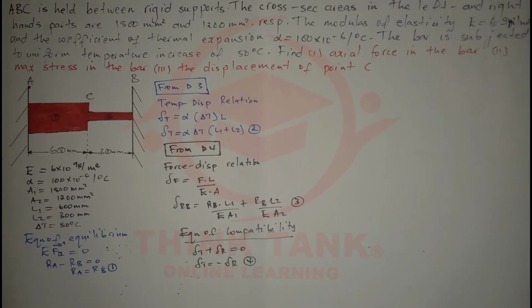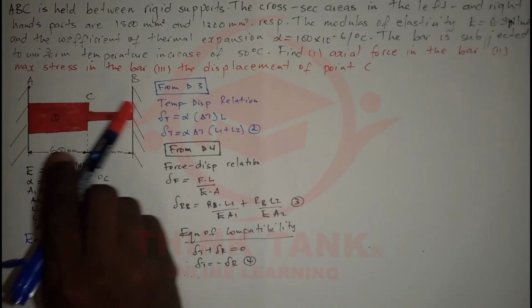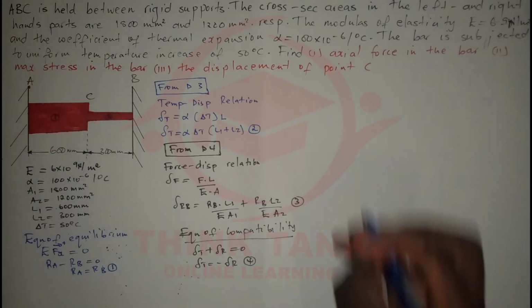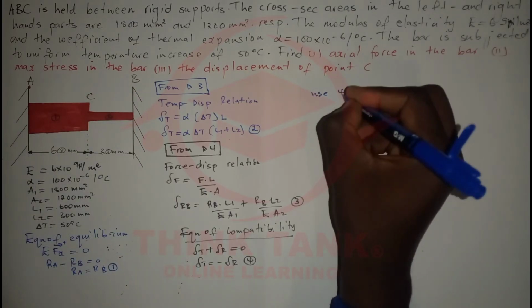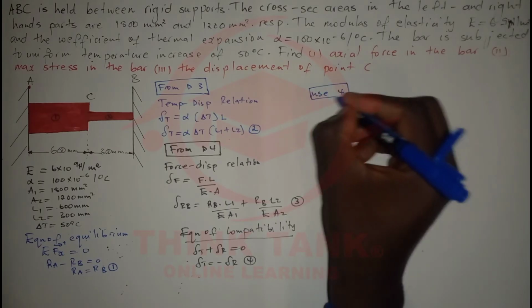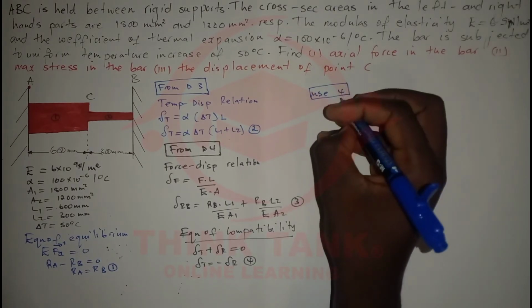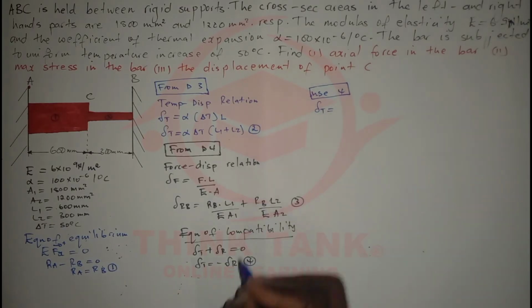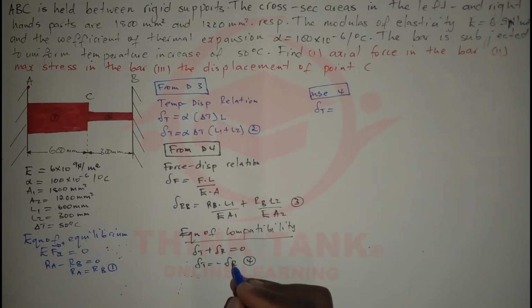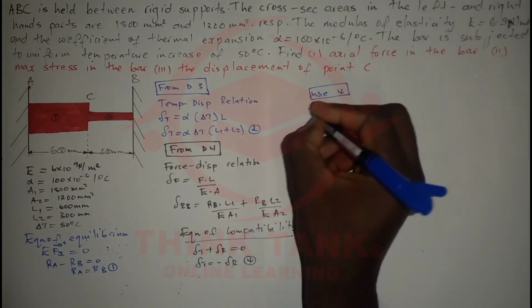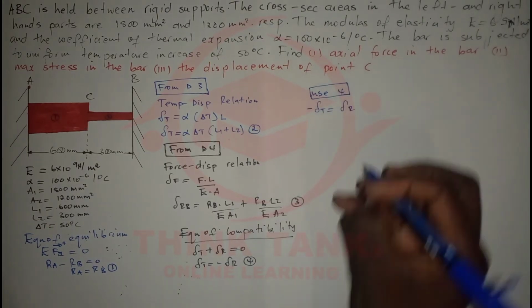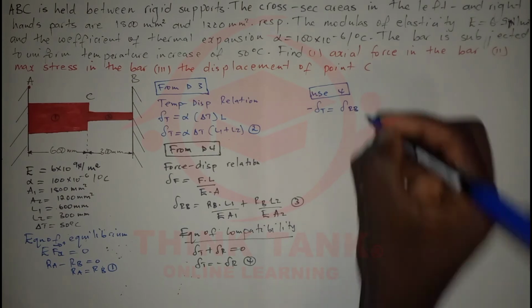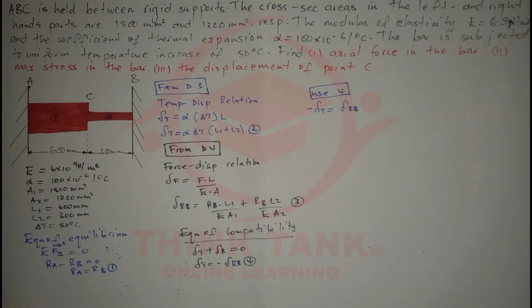So first I want to find the axial force, which is just the force of the support, or the reaction. I'm going to use equation number 4. From number 4, we know that the change in length due to temperature is equal to the negative change in length due to RB, so I can just put the negative here and write the change in length due to RB at B.